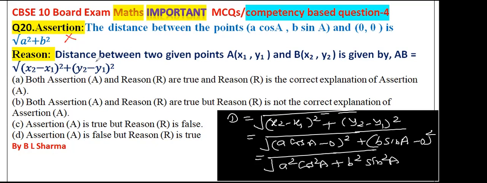Now we come for the reason. Distance between two given points x1 y1 and x2 y2 is given by square root of x2 minus x1 whole square plus y2 minus y1 whole square. That is correct. इसका मतलब यह है कि यहाँ पे रीजन तो करेक्ट है लेकिन assertion wrong है. Assertion is not correct. So D is the correct option.